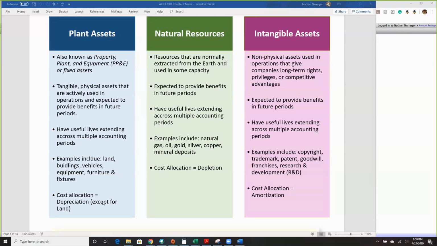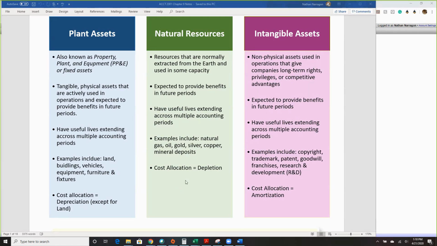Remember this, cost allocation is depreciation. This is all the way back when we're doing adjustments. Those adjusting entries where we use depreciation, it's back. This is its whole chapter. The only one that, again, doesn't depreciate is land. Because remember, land lasts forever. It is what it is.